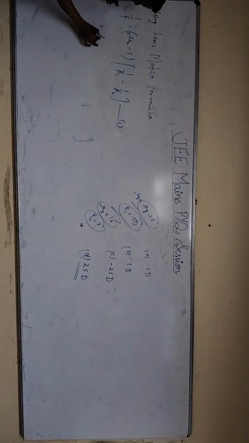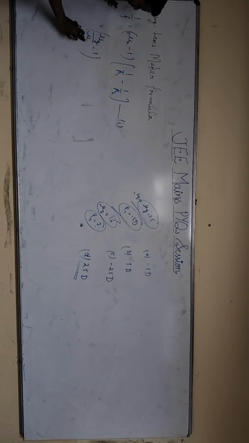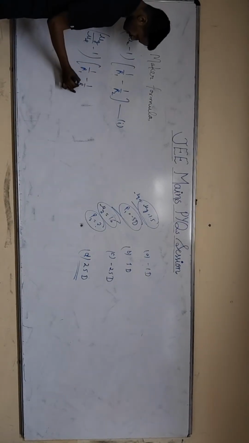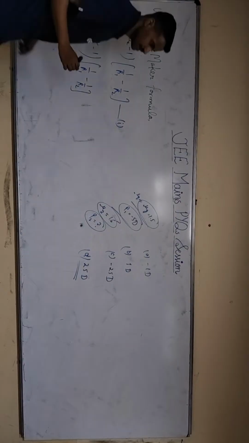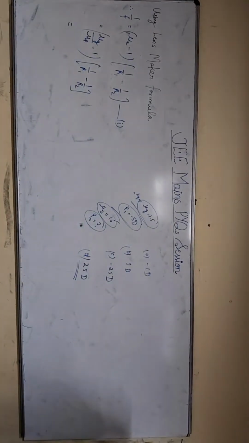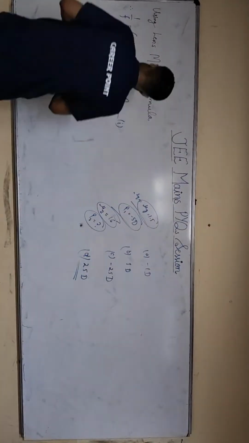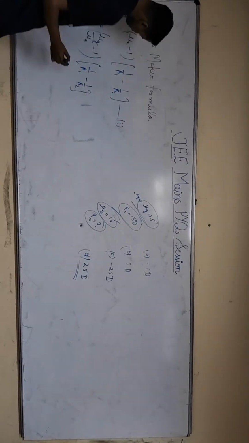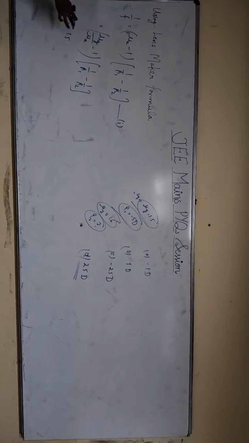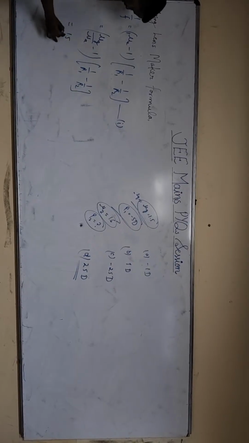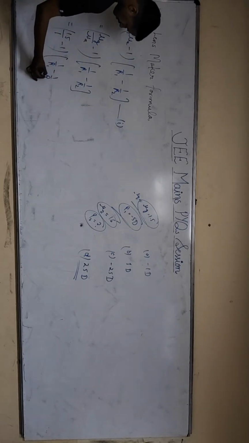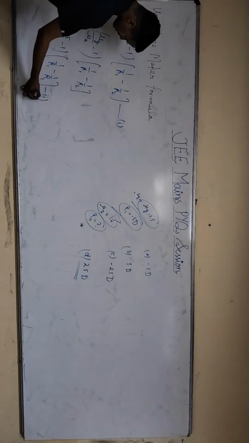This is mu glass upon mu air minus 1, into 1/R1 minus 1/R2. Sorry, it is not the lens, it is the air. Mu glass has the refractive index 1.5, and you know very well the refractive index of air is nothing but 1. So 1.5 minus 1, into 1/R1 minus 1/R2. That is equation number 2.